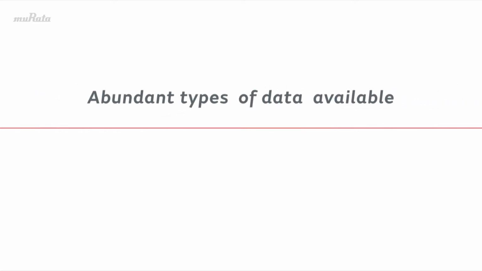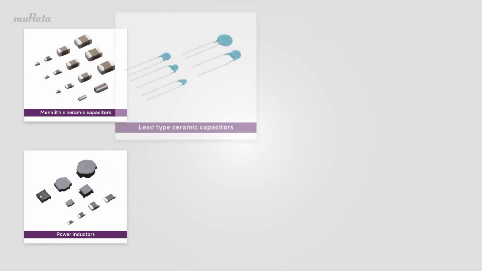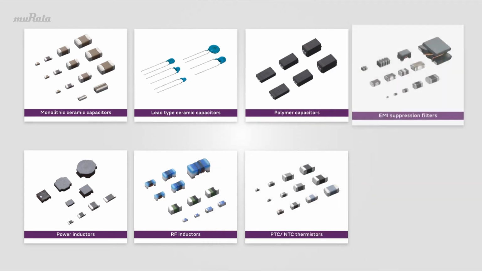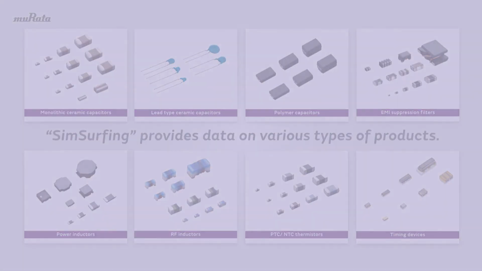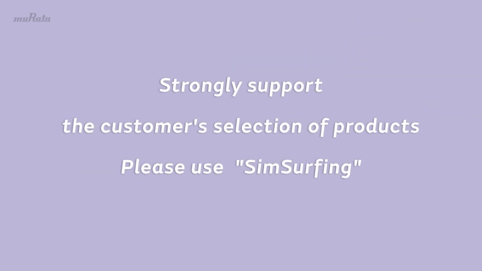Abundant types of data available. SimSurfing provides data on various types of products, including capacitors, inductors, various noise suppression products, thermistors, and resonators. We strongly support the customer's selection of products.